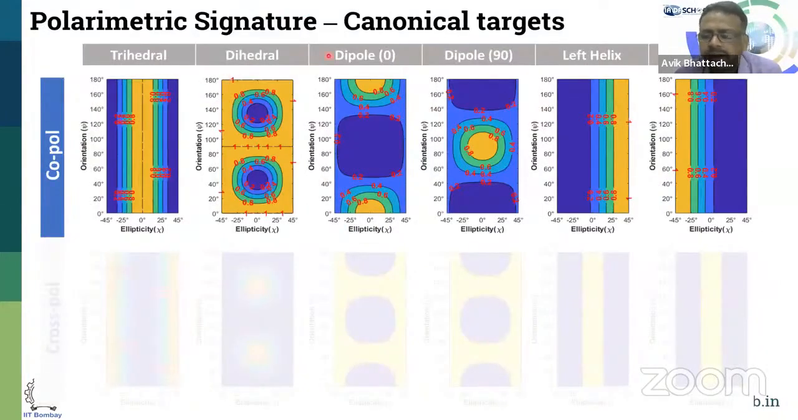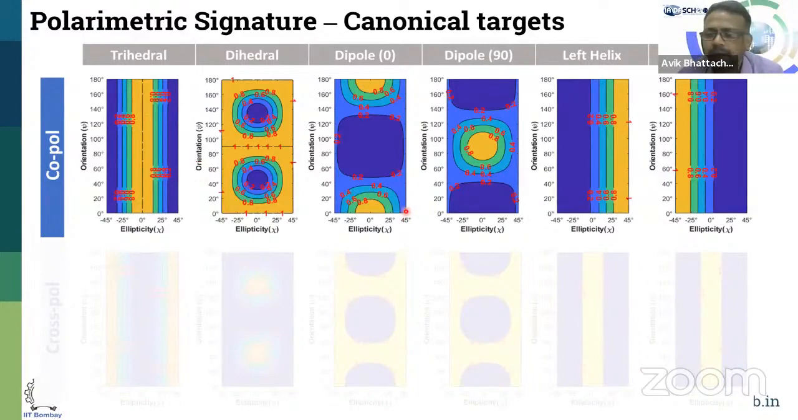So I can use different canonical targets. In this case, I use a trihedral, which gives me an odd number of bounces, a dihedral, an even number of bounces, a dipole, and a helix, kind of a helix target. And you can see that they give me different kinds of signatures. The signature in copole, where the x axis talks about the ellipticity, and this corresponds to the orientation. So you can see that all these targets have different kinds of signatures. So this tells me that I can decompose or represent a measured S matrix into constituents, all of these targets, maybe all of them or a few of them.